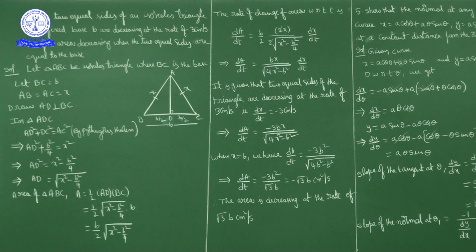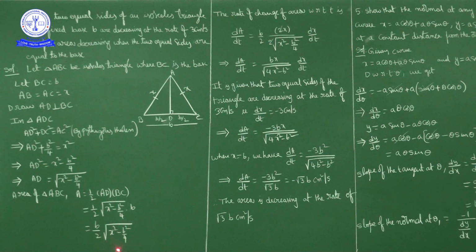Okay, so as A is equal to b by 2 into square root of x square minus b square by 4, now differentiate with respect to t. Rate of change of area with respect to time is dA by dt. So dA by dt is equal to b by 2 constant, so b by 2 into, now root x derivative is 1 by 2 root x. So 1 by 2 into root of x square minus b square by 4 into, by chain rule we have to differentiate the inside square root quantity.